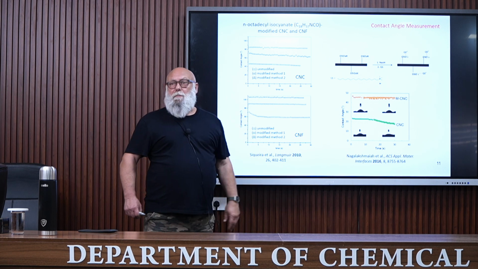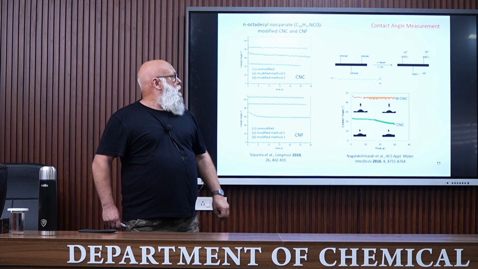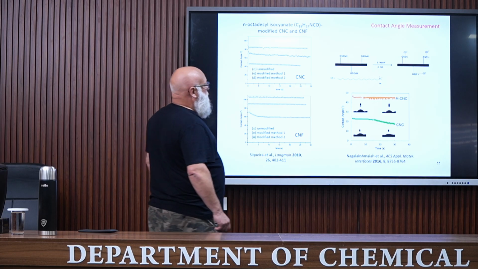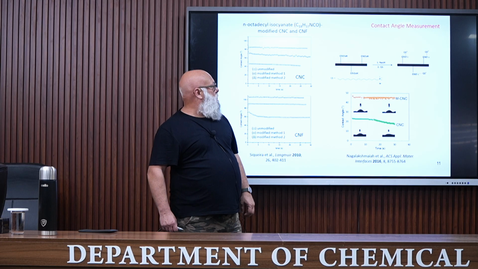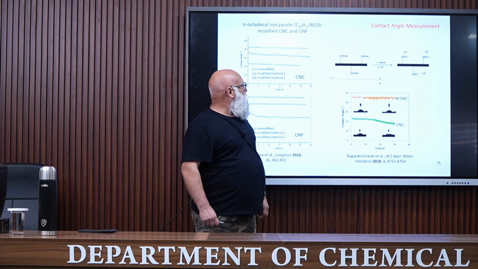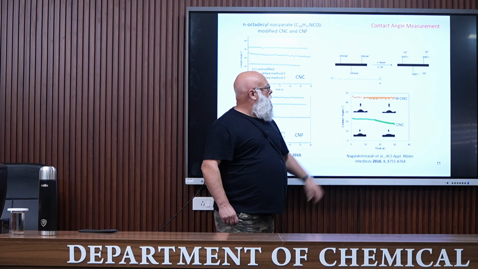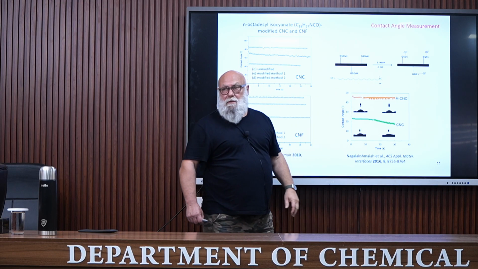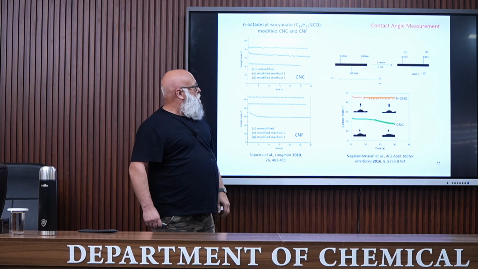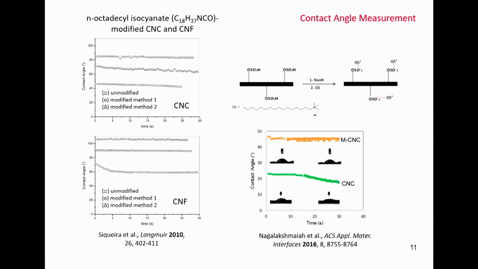This is another example in which the cellulose nanocrystals interact with this cationic surfactant, a cationic quaternary salt here, with a positive charge that can interact with the negative sulfate group from the surface. And again, we observe this increase in the contact angle.